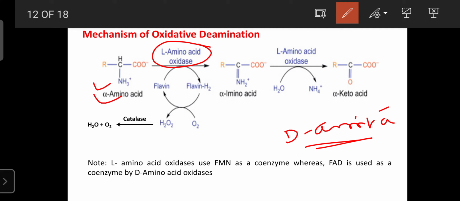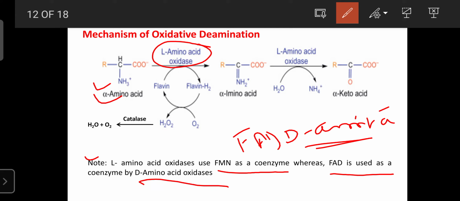For the L amino acids, the flavin FMN is required, but D amino acid oxidase utilizes FAD as a coenzyme. Here I write in the note that L amino acid oxidase uses FMN as a coenzyme, whereas FAD is used as a coenzyme by D amino acid oxidase. Both enzymes are flavoproteins required for the oxidative deamination of L amino acids as well as D amino acids.